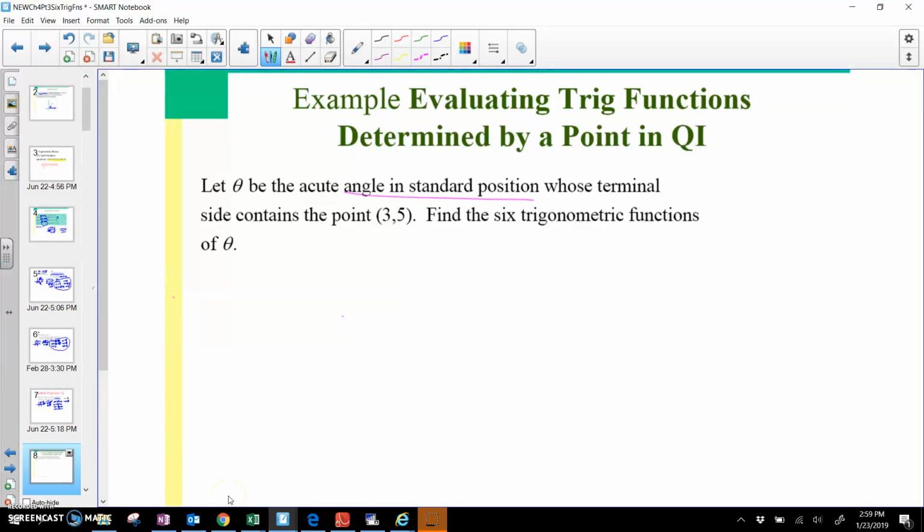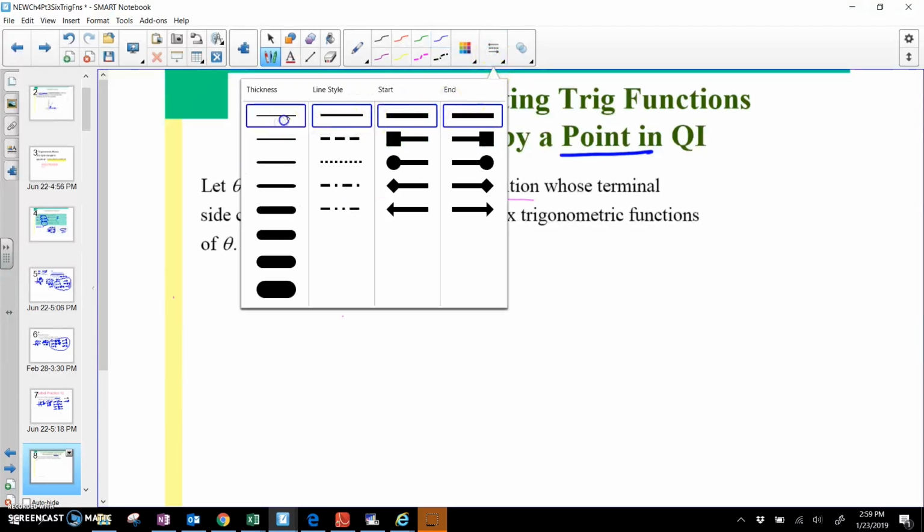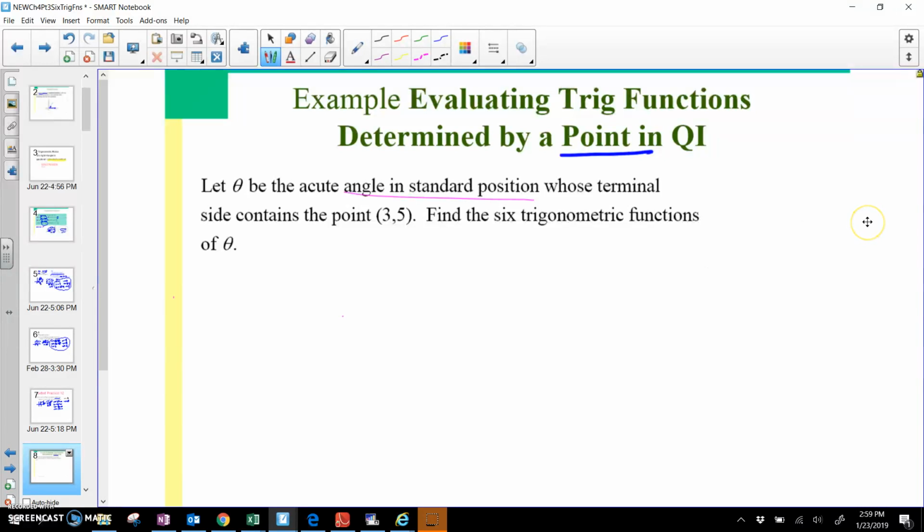Okay, so in the second video for assignment number 5, we're still talking about the 6 trig functions, but we're just giving a little bit different information. So you can see for this example, we're going to evaluate the trig function determined by a point in quadrant 1. So in the last video, we were given the actual ratio. Now we're given a point, but it's still in quadrant 1.